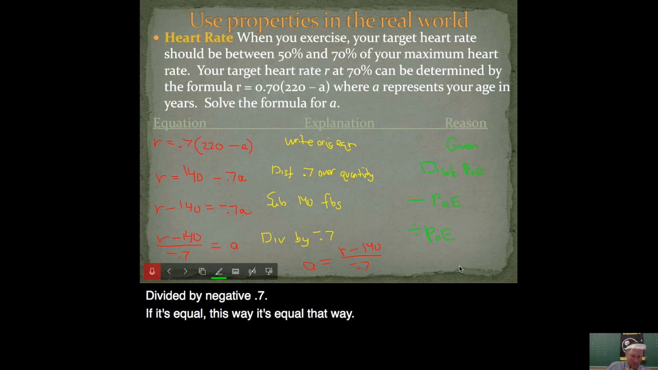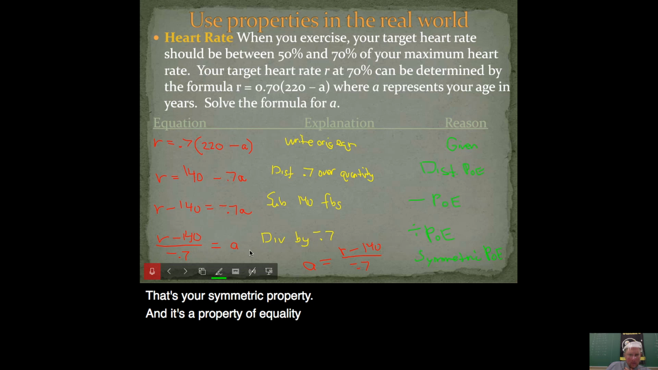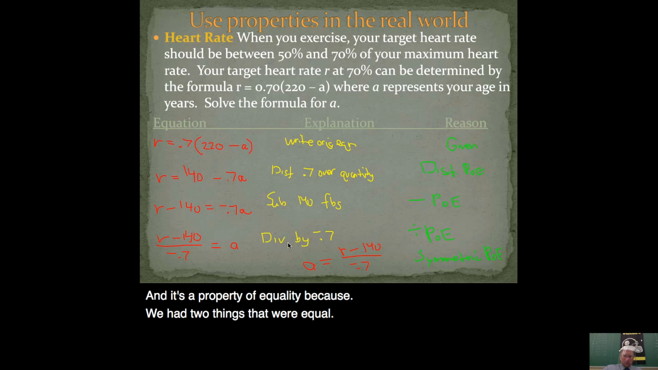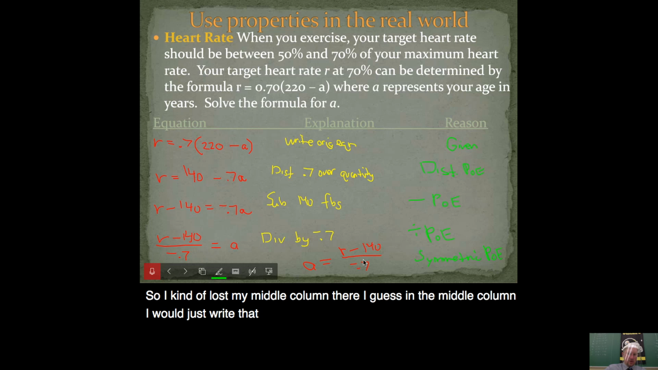What did I use to flip them around? That's your symmetric property. And it's a property of equality because we had two things that were equal. So I kind of lost my middle column there. I guess in the middle column I would just write that I switched the left side and the right side. That's what the symmetric property lets you do.